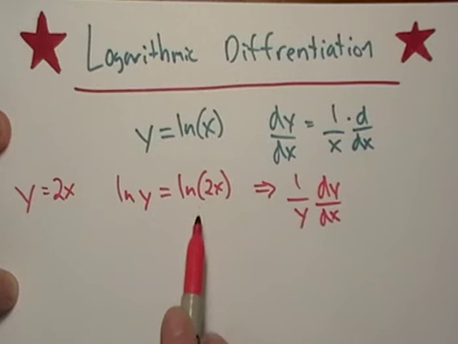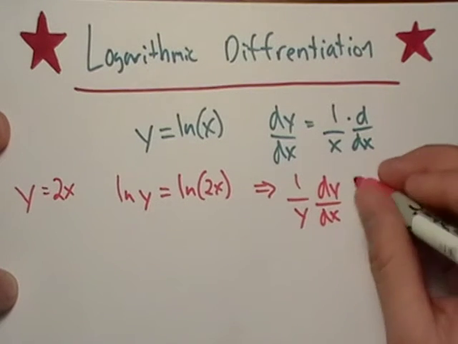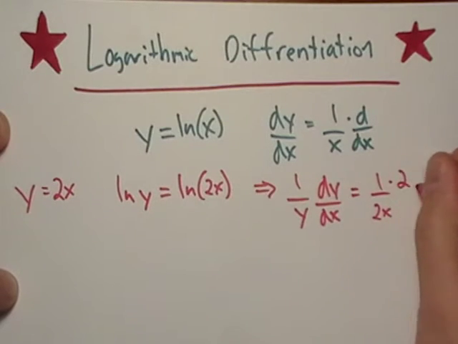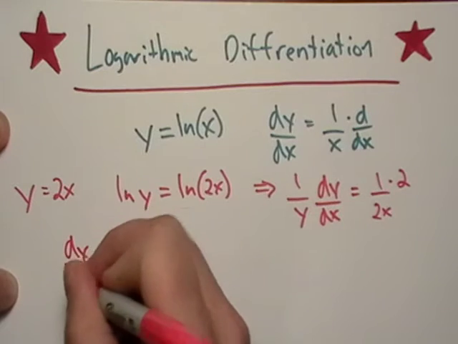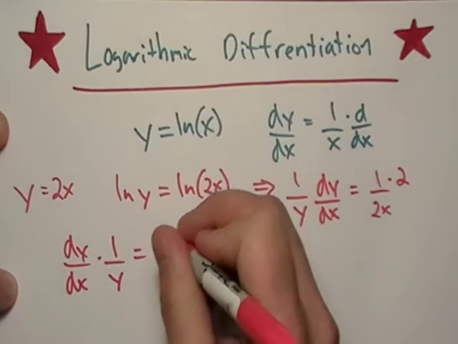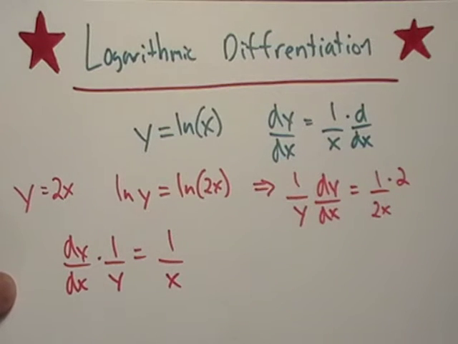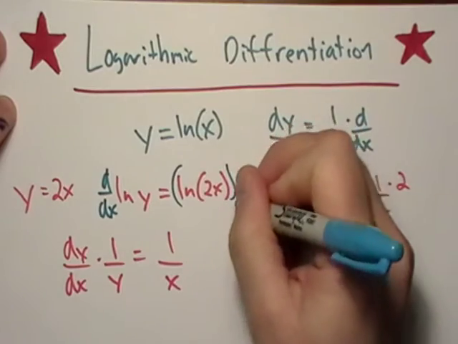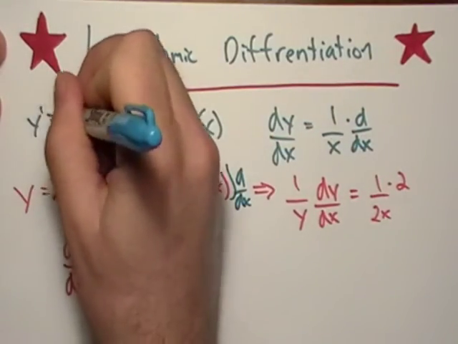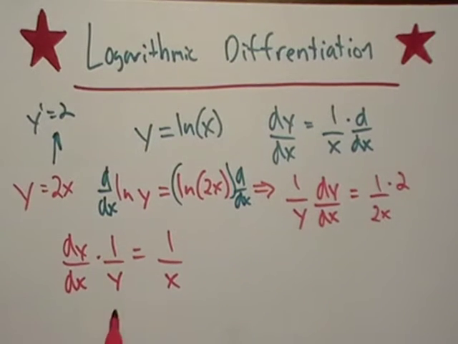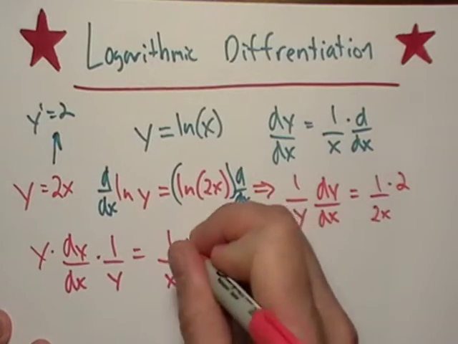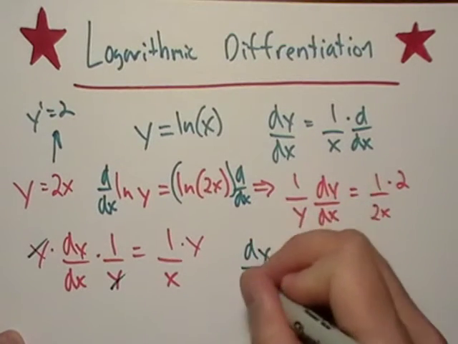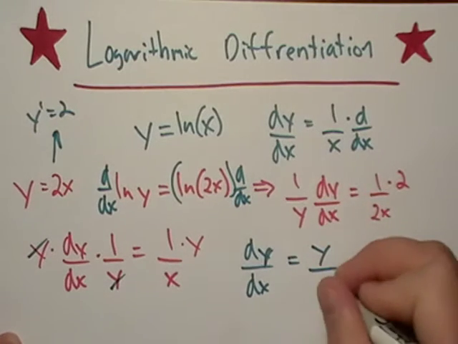Next thing we do is we do 1 over 2x times the chain rule, times 2. So we end up with dy/dx times 1 over y, and that's going to be equal to 1 over x. To be proper, I should have written my dx's over here. And by the way, let's make a note that y prime is 2. If I multiply both sides by y, it looks like these will both cancel out, and then my derivative, this is what I was after at the end of the day, is equal to y over x.